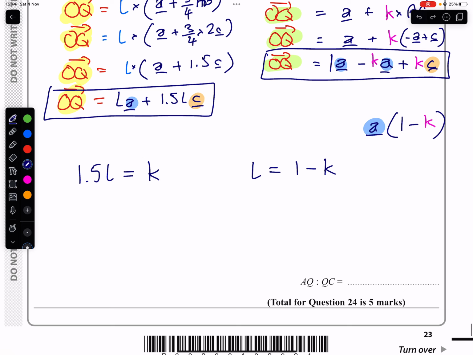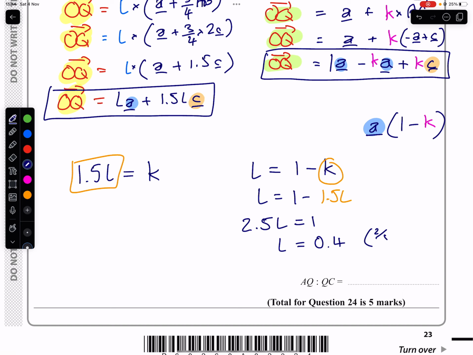So, solving these simultaneously, if we know that K is 1.5 L, then I can just plug that in here and solve the equation as it's seen. So L equals 1 take away this, add 1.5 L to both sides, and we'll end up with this. Divide both sides by 1.5, and I'm going to get this, which I could also write as 2/5 as a fraction. Then plugging it back into here, we're going to figure out what k is. If I have 1.5 times 0.4, I'm going to end up with 0.6, which is k, and as a fraction, that's 3/5.